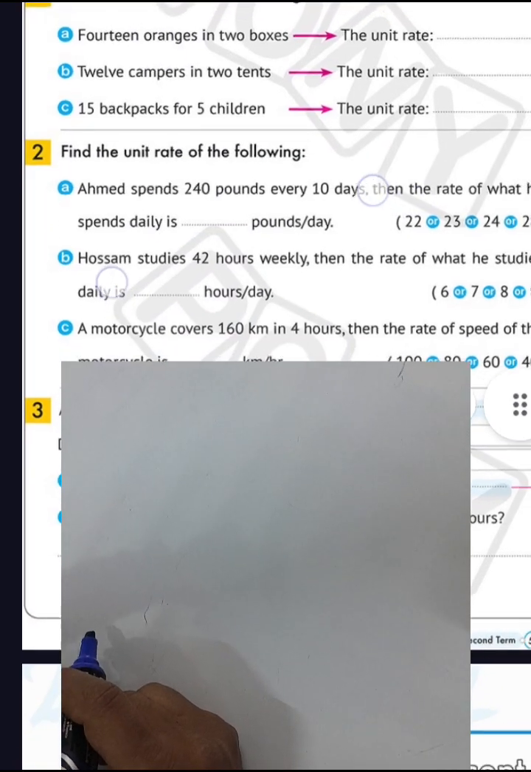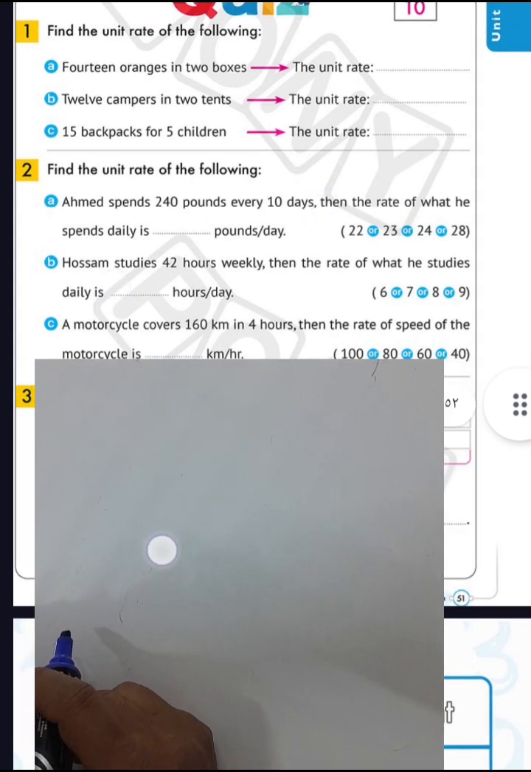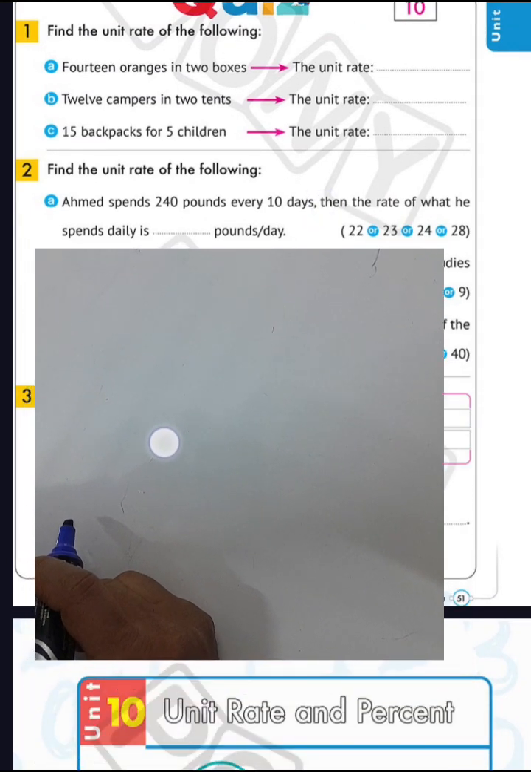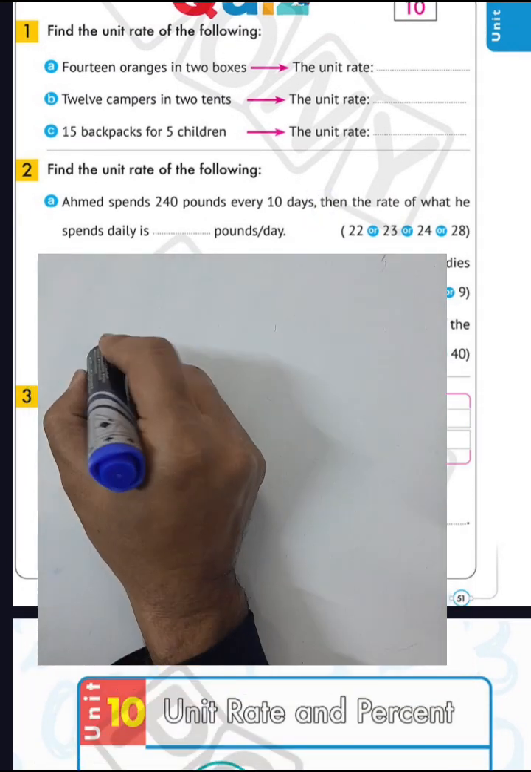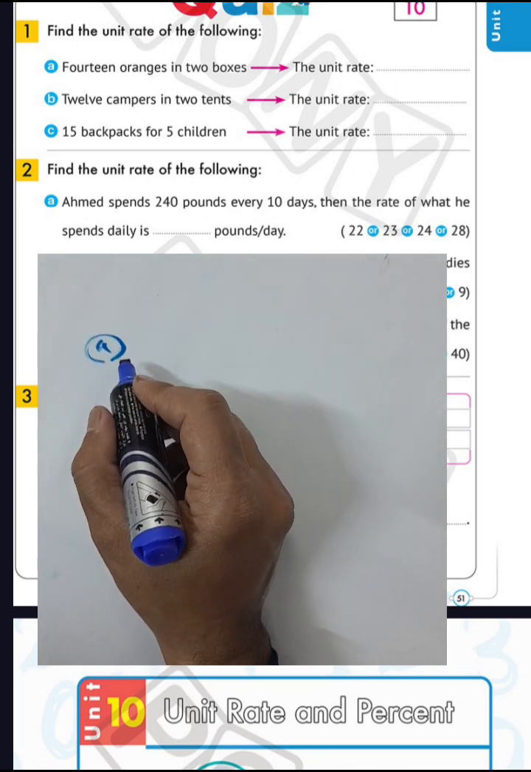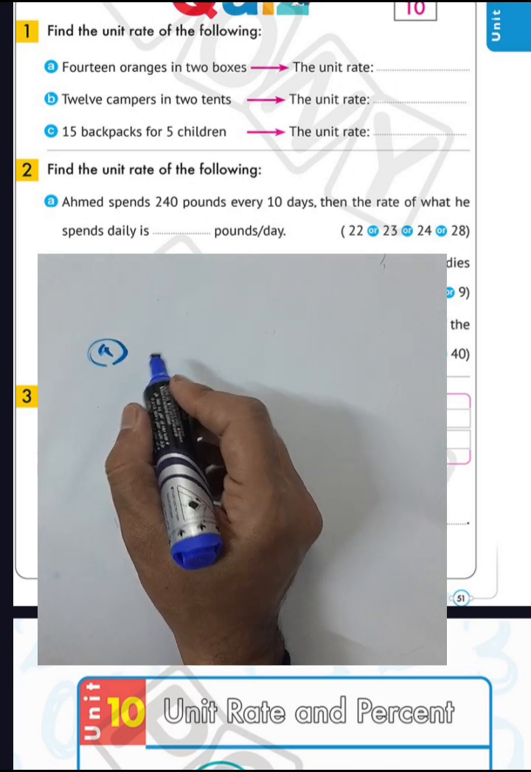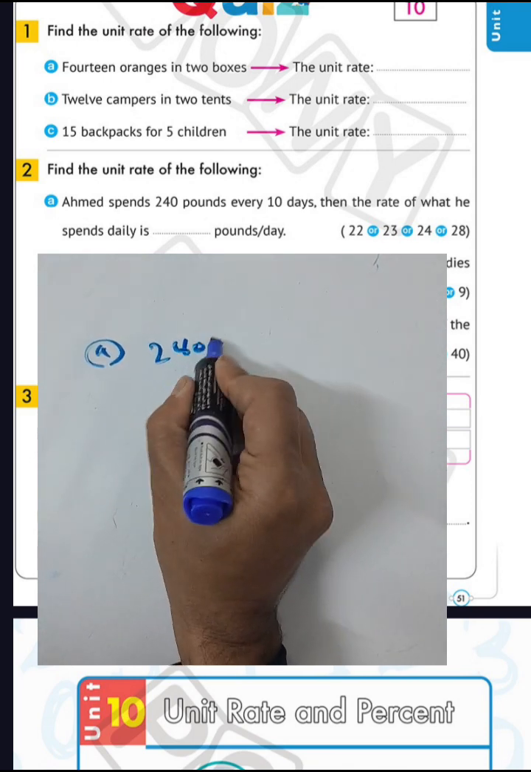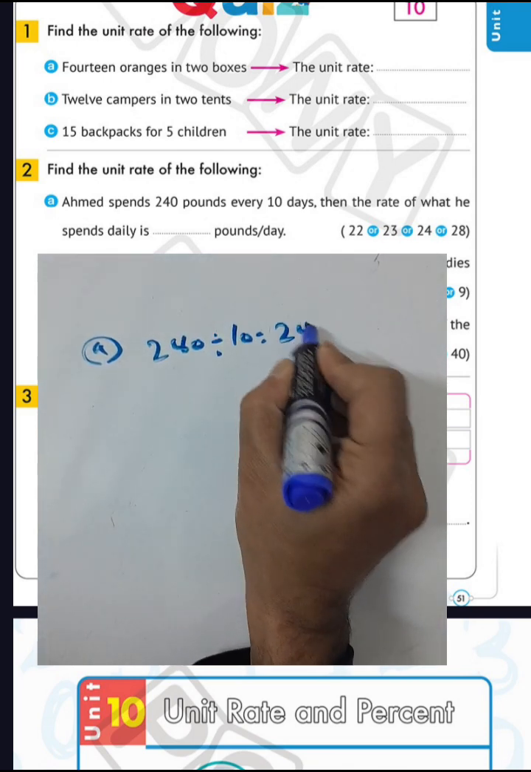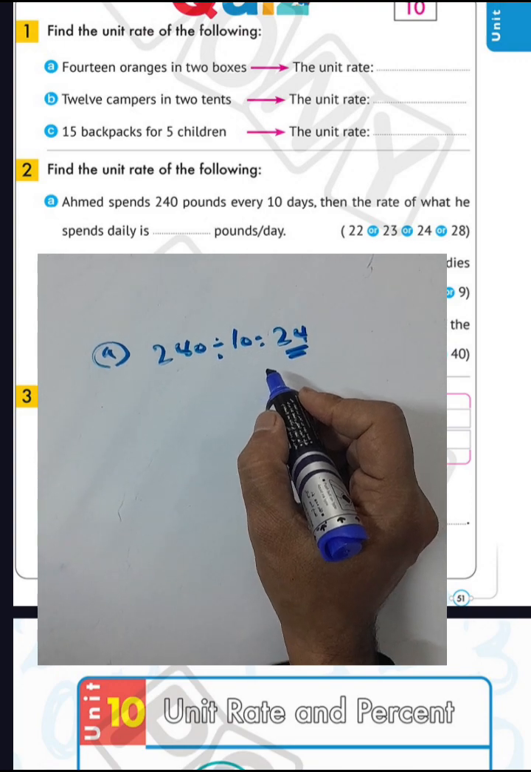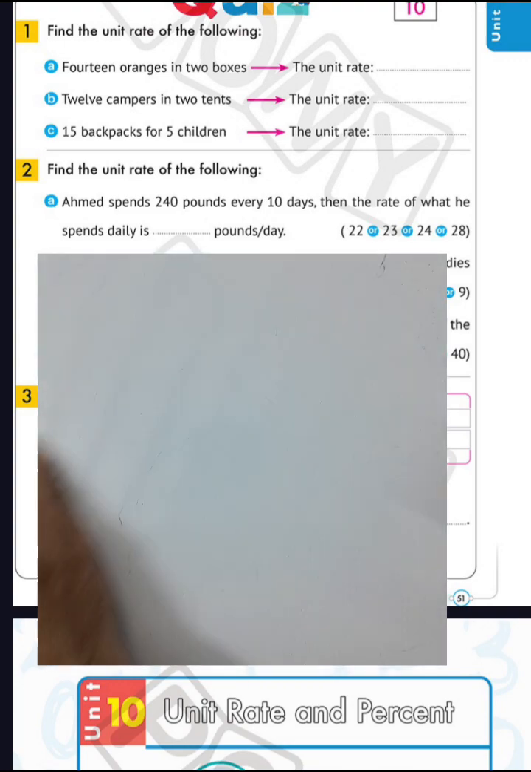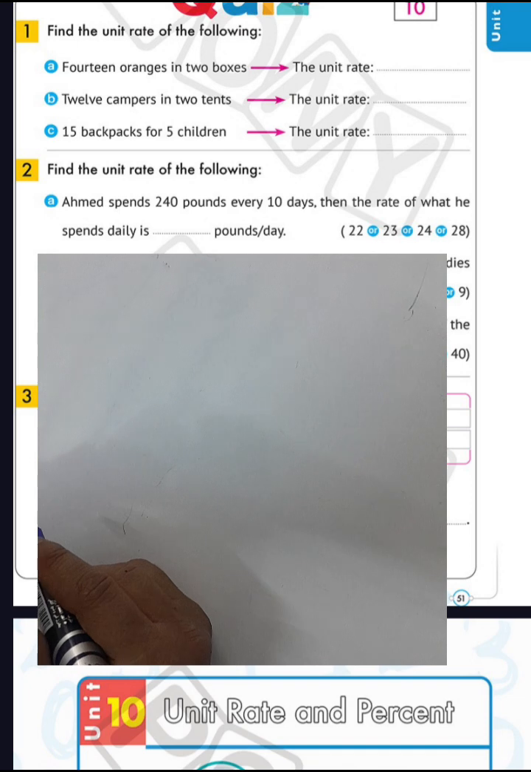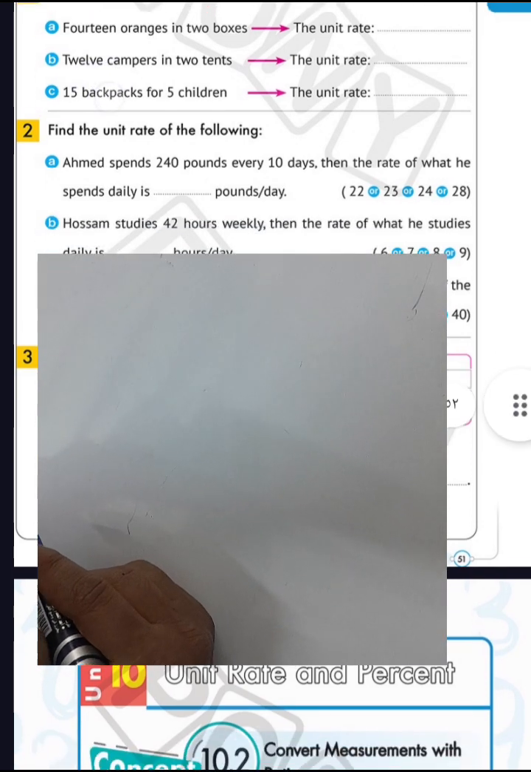Question number 2. Find the unit rate of the following. Question letter A. Ahmed spends 240 pounds every 10 days. Then the rate of Ahmed, write 240 divided by 10. It will be 24 pounds per day.